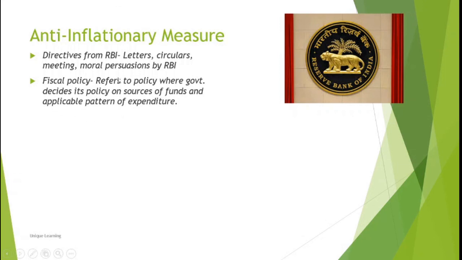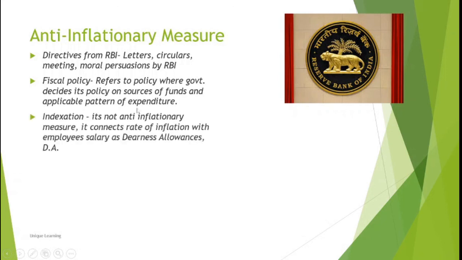Next point is the fiscal policy. This refers to the policy where the government decides its policy on sources of funds and the applicable pattern of expenditures. That is how the government is raising its finances and how it is making the expenditure, that is known as the fiscal policy. So in order to control the inflationary situation in particular sectors, the government of India decides the expenditure pattern.